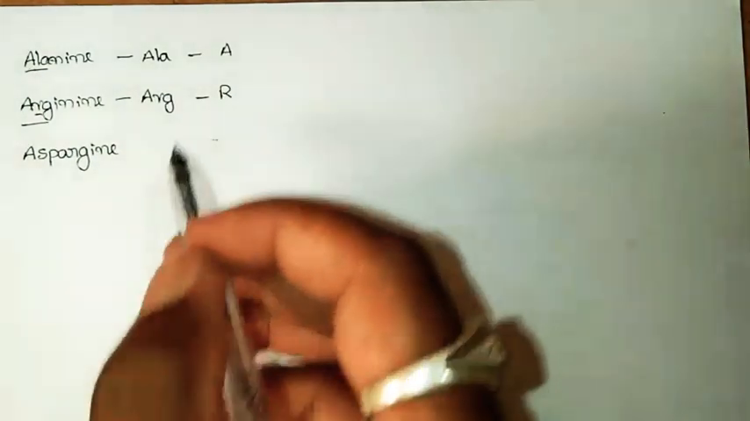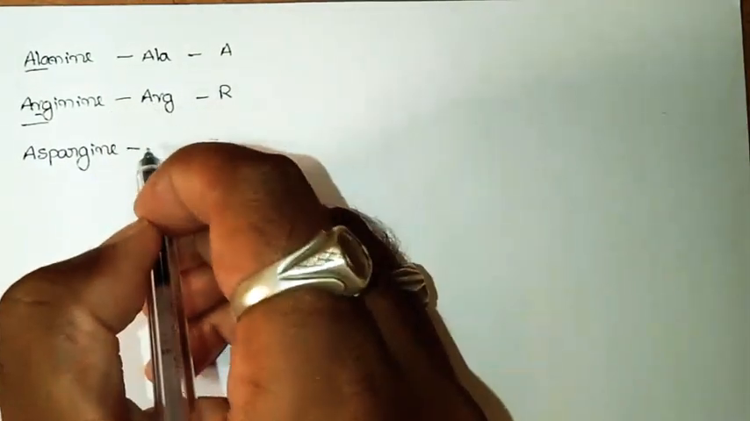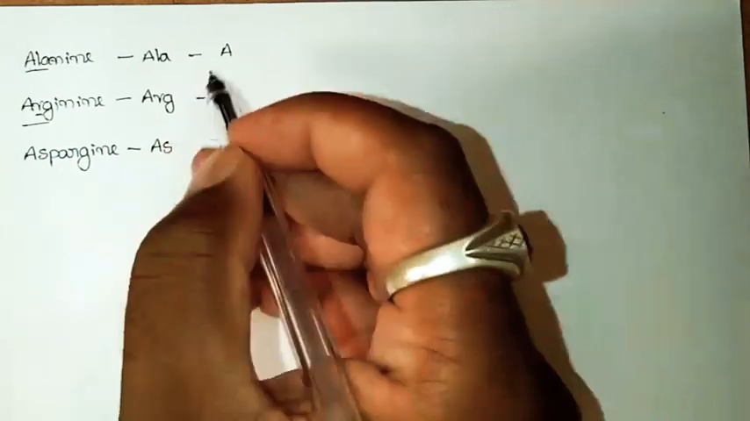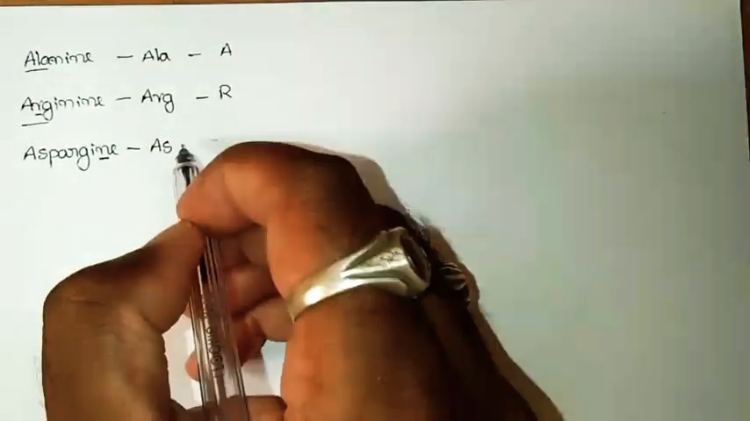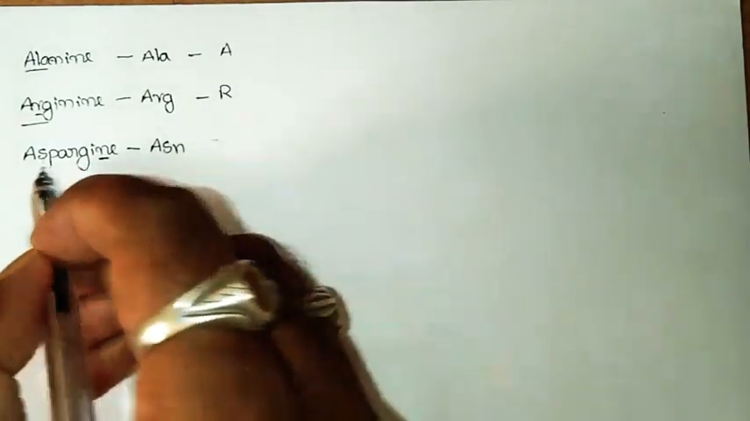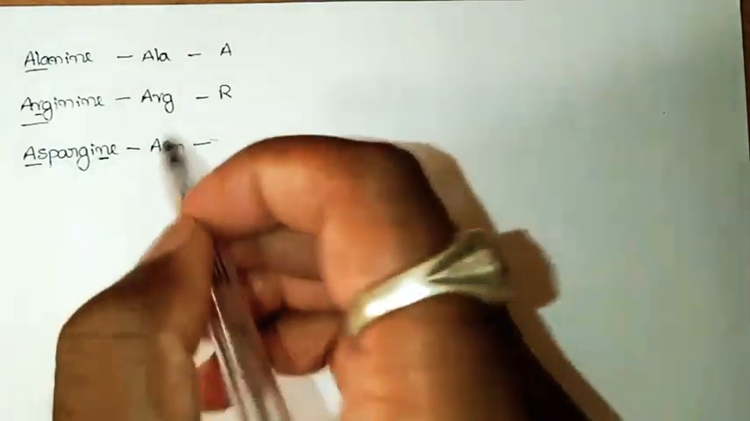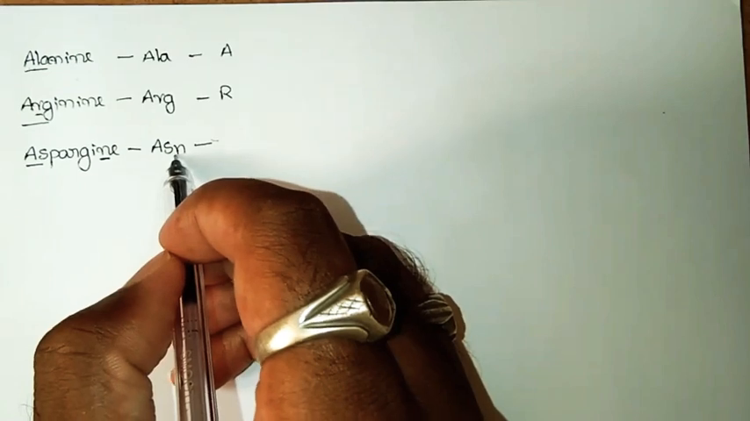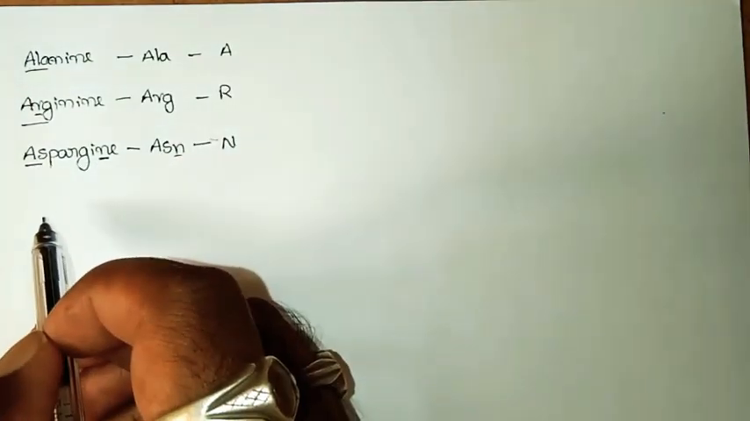So asparagine is the third amino acid. The three-letter code for asparagine is ASN, but we will be going with the letter N. A is already given, S is given for one more amino acid, so we'll go with the last letter, that is N, as the symbol for asparagine.